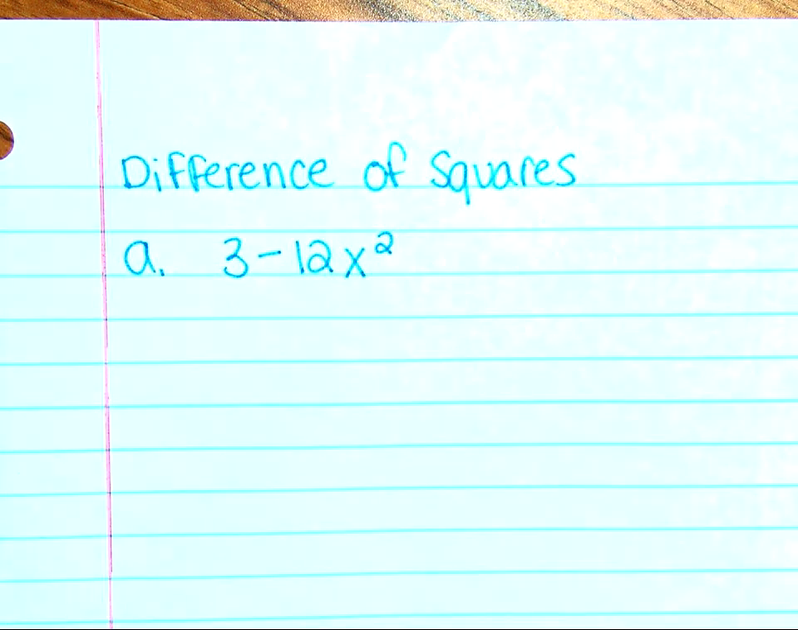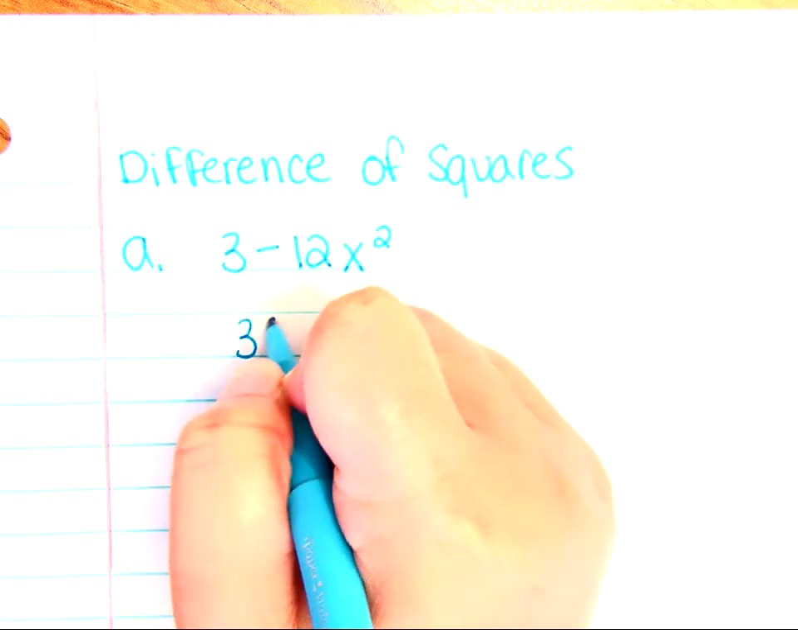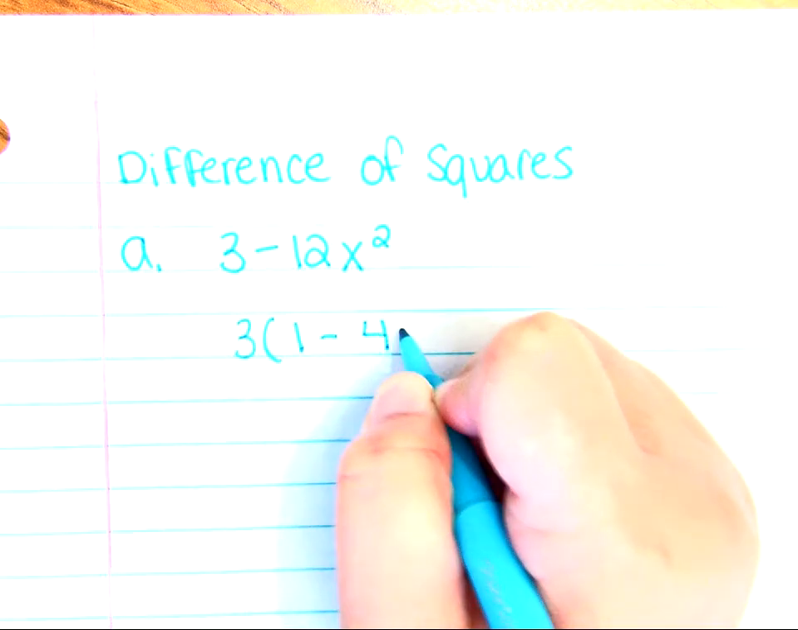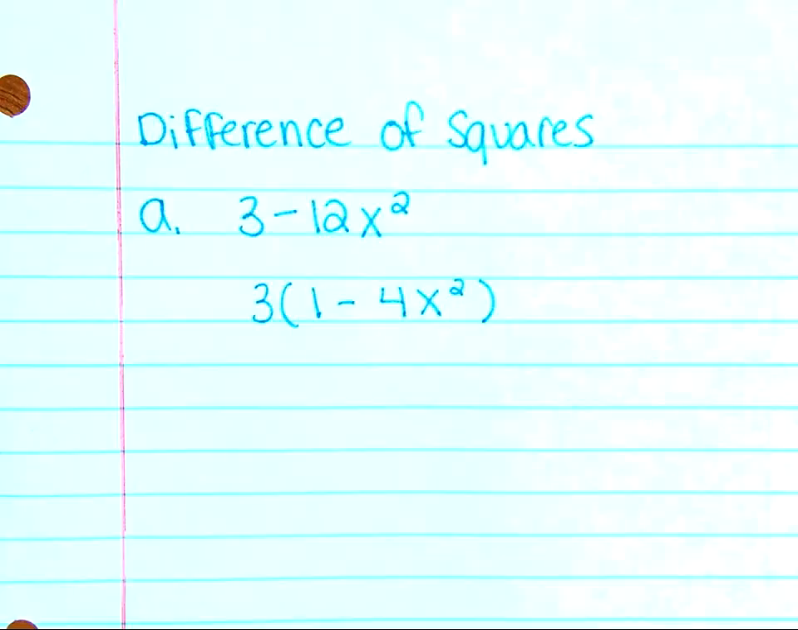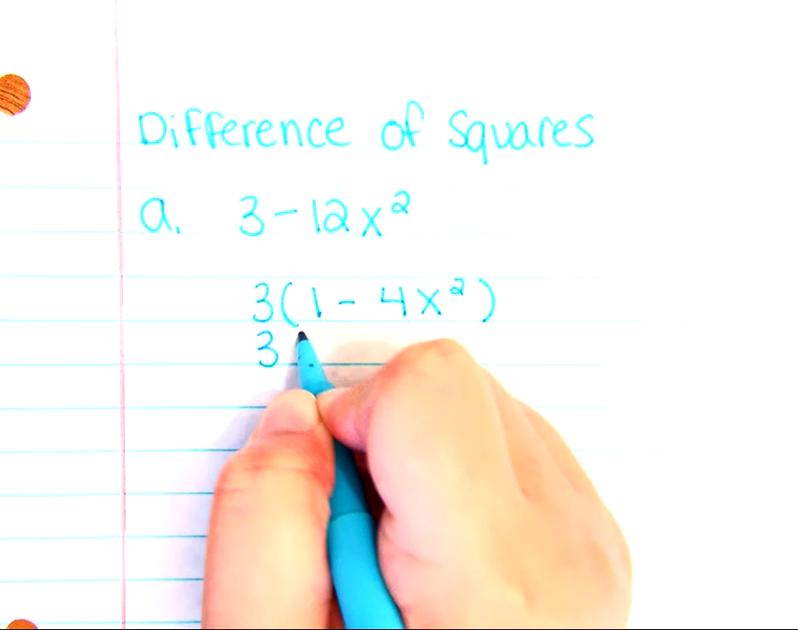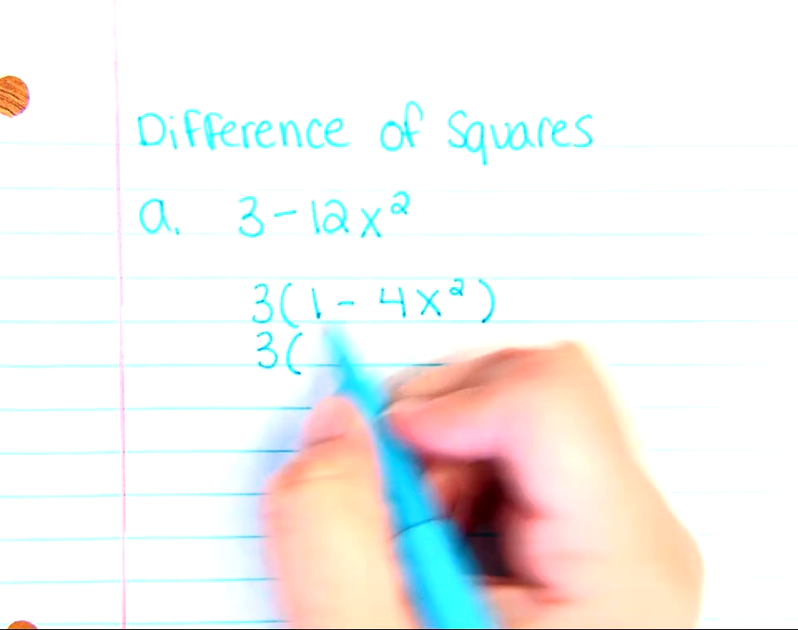3 minus 12x squared. Well, I've got the difference piece, but I'm not quite sure about the 3 and the 12. I know those aren't perfect squares. However, 3 and 12 are both divisible by 3. So if I use greatest common factor to start, 3 times 1 minus 4x squared, well, 1's a perfect square, 4 is a perfect square, and so is x squared. So now I can go ahead and use difference of perfect squares.